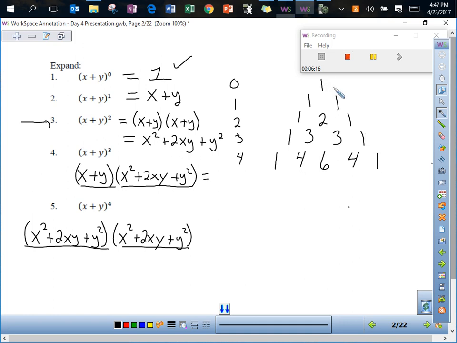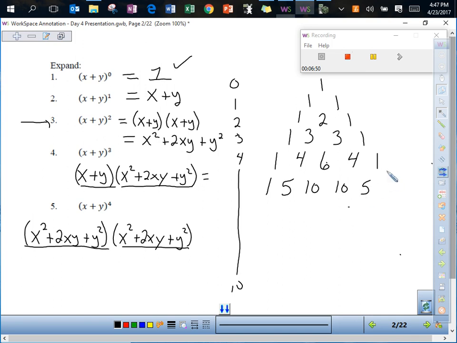Start in the middle and write each one on a line. Off to the side, you're going to have row 0, row 1, 2, 3, 4. We're going to go all the way down to row 10. Now guys, to generate this note card, you're going to do this. You're going to write down a 1. So now for our fifth row, I'm going to have 1 plus 4 is 5. I'm going to have 4 plus 6 is 10. 6 plus 4 is 10. 4 plus 1 is 5.